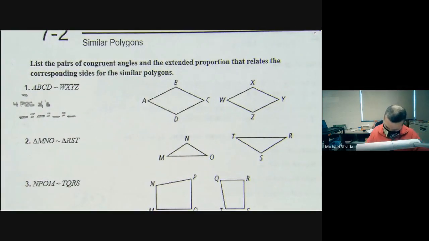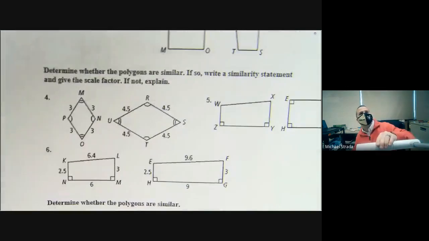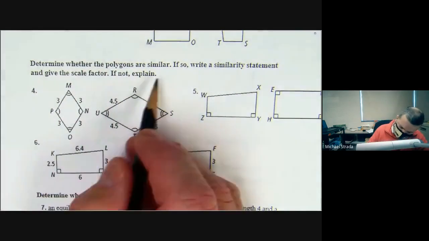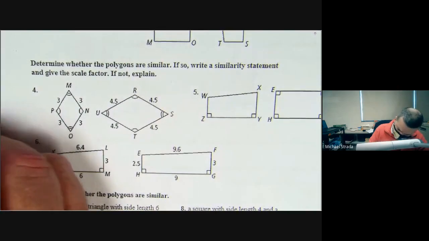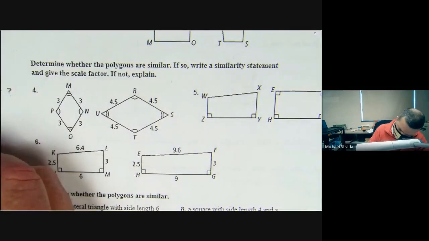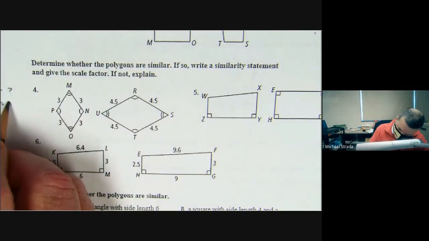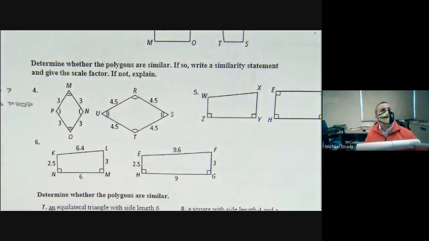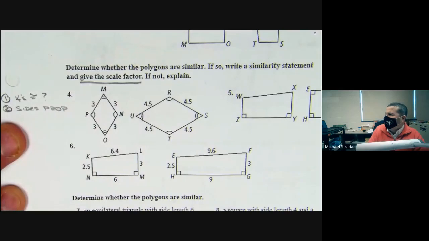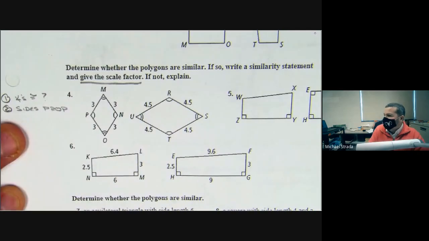Good? All right, underneath, determine whether the polygons are similar. If so, write a similarity statement and give the scale factor. If not, explain. So basically, determining if they're similar, number 1, are the angles congruent? And number 2, are the sides proportional? Because they do not tell you what order to give the scale factor in, it can be either A over B or B over A. So if the right answer is 2 over 3, it could also be what? 3 over 2. So don't worry about that part of it.